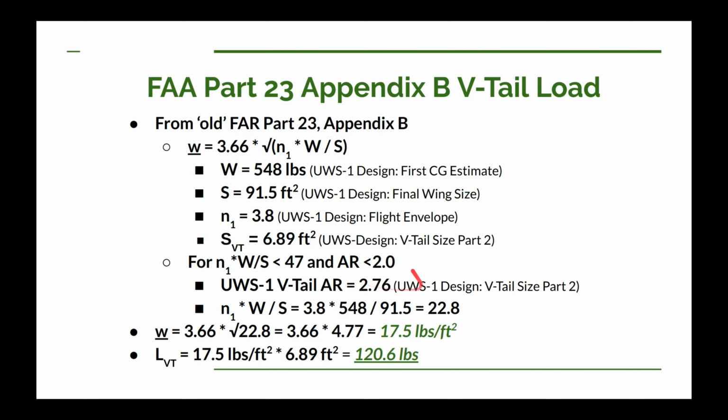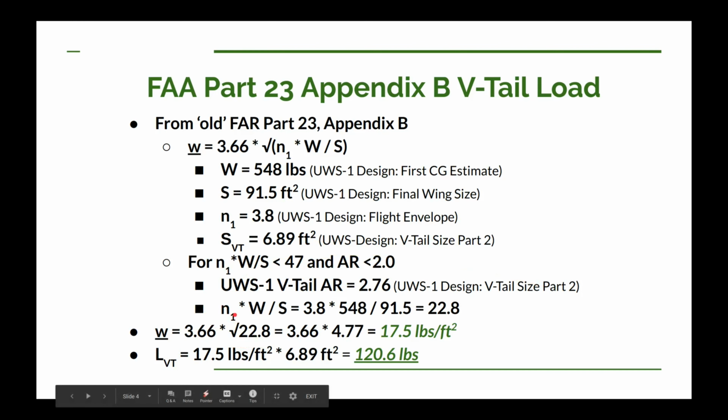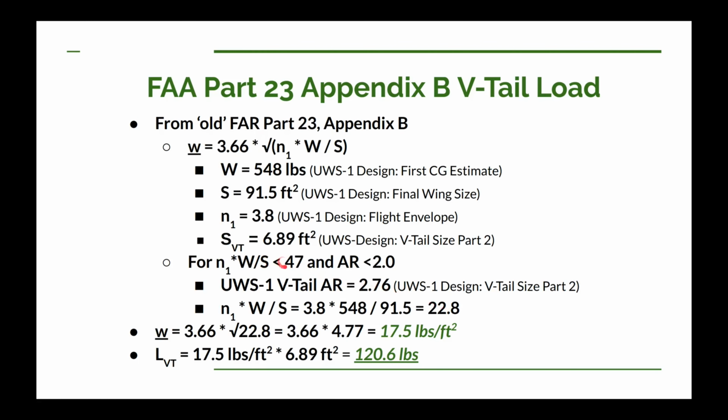And again, if you want to know where that aspect ratio value came from, it's the vertical tail size part 2 video. So we do our little calculation here with the N1, the gross weight and surface area, and that comes out to 22.8. So it is less than 47.